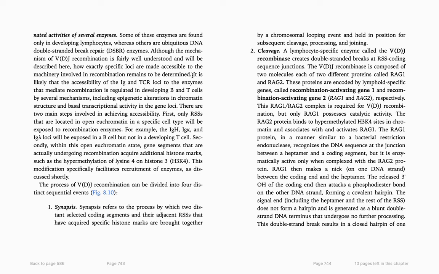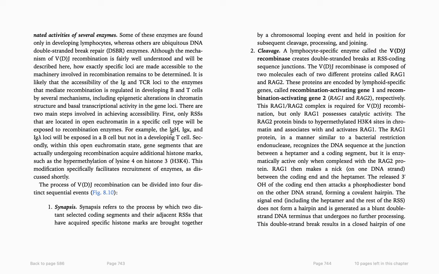It's likely that accessibility of Ig and T cell receptor loci to the enzymes that mediate the recombination is regulated in the developing B and T cell by several mechanisms, including epigenetic alteration in chromatin structure and basal transcription activity in the gene loci. There are two main steps involved in achieving accessibility. First, only RSS that are located in the open euchromatin in the specific cell type will be exposed to recombination enzymes.